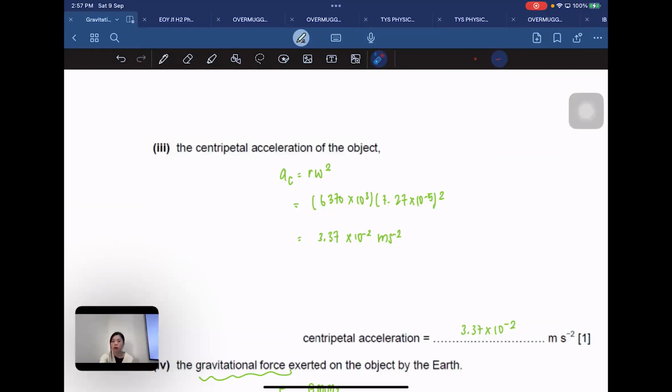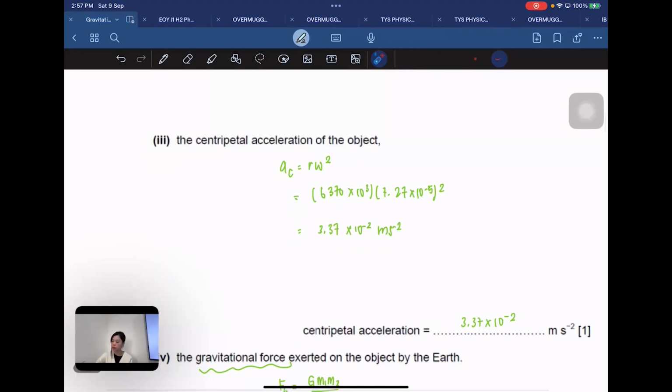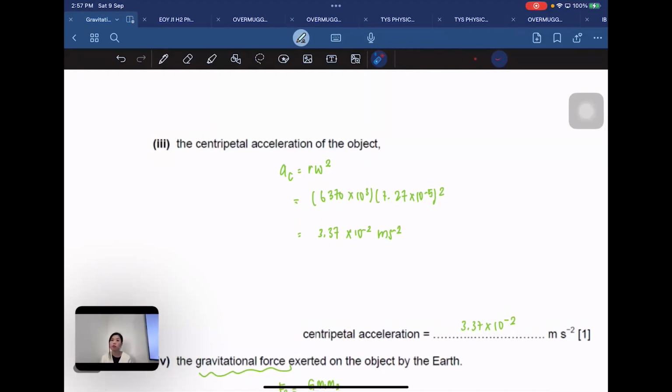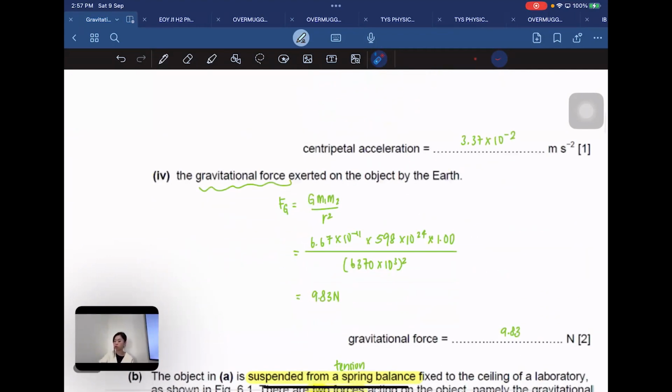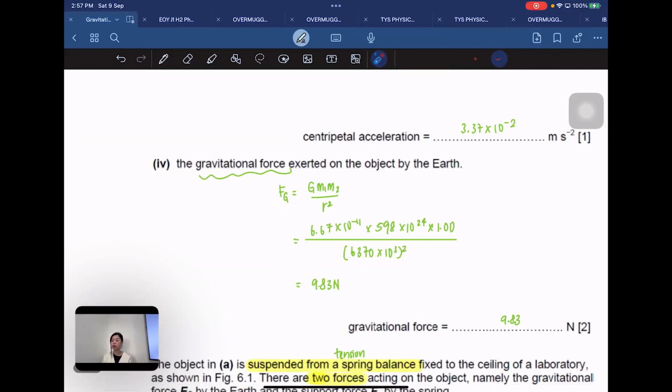All right, now, following the next formula, they say calculate the gravitational force that the Earth exerts on the object. So gravitational force F is GMm over r squared. So I'm just going to plug in the formula, 9.83. So these are just a technicality, just substitute formulas and calculate. The only thing you need to take note of is to make sure all your quantities are in SI.